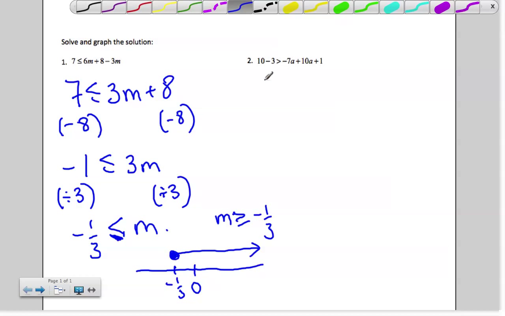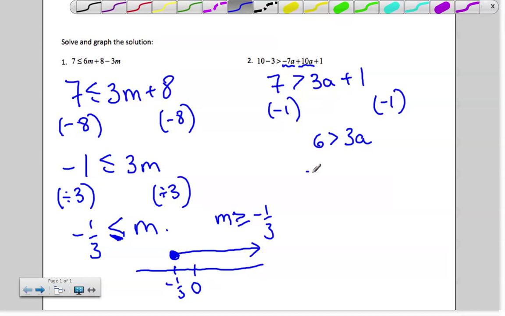We're going to start the same way by just simplifying a little bit, collecting like terms. So here we have 10 minus 3 is 7, greater than minus 7a. Add 3a, those are like terms, so I can collect them. Gives us 3a plus 1. All right, to isolate our variable, but first let's subtract 1. So that gives us 6 greater than 3a.